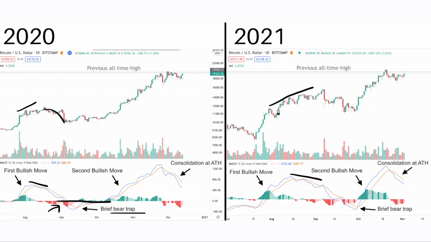So that's divergence. Then you have a correction, brief bear trap, and then you have a big, massive bullish move to get back up to the all-time high. So this entire period that we've seen throughout 2021 is so similar, just in terms of the type of momentum that we've seen, so similar to 2020.